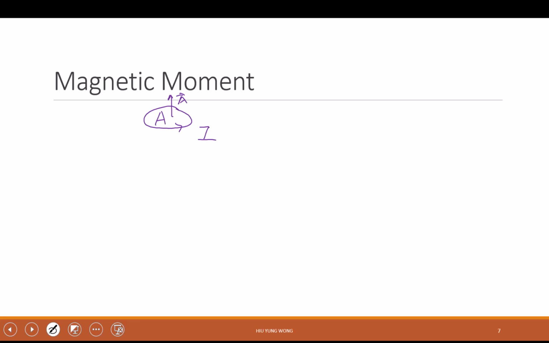If your current moves in this circle, you are going to create something called a magnetic moment. Trust me, this is just physics. Current creates a magnetic moment, and this magnetic field is associated with a magnetic moment. Moment equals I times A. We don't need to worry about the vector most of the time because ours is very simple. The value of the magnetic moment, mu, is just I times A in scalar form.